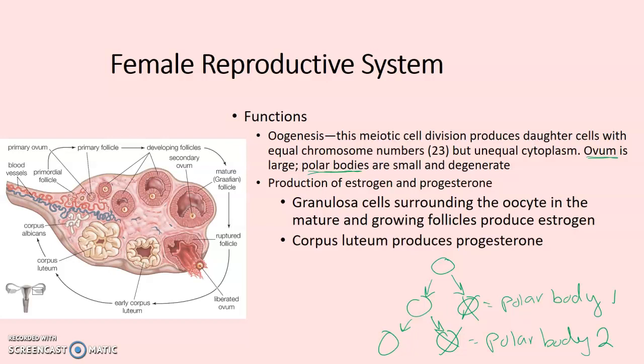In addition to that, the ovaries make estrogen and progesterone. And so the granulosa cells surrounding the oocyte over here are going to be producing the estrogen. And the corpus luteum right here, both the early and the late, produce progesterone. So I think of the white areas as producing progesterone and pink being estrogen.